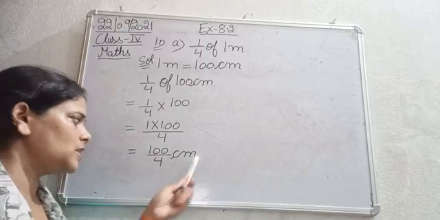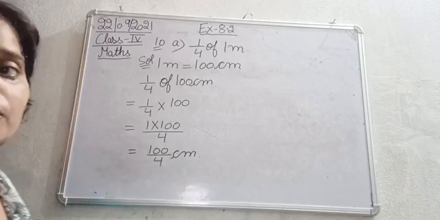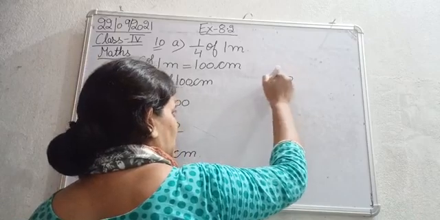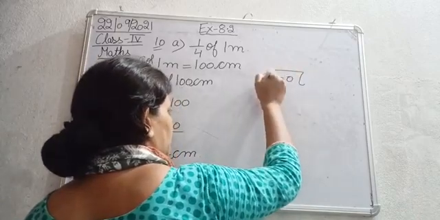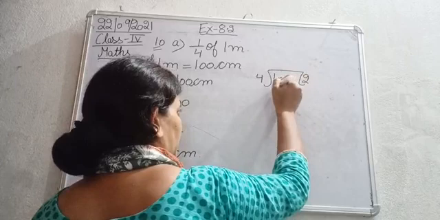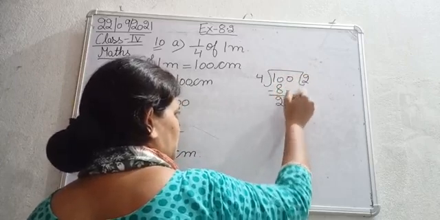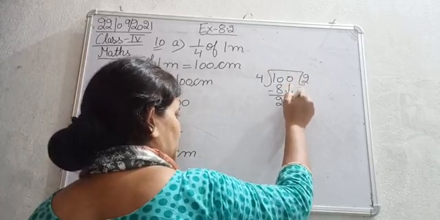So now for giving this fraction a number, we will divide 100 by 4. So let's divide 100 by 4. 4 2s are 8. 10 minus 8, 2. Bring down the next one, that is 0.